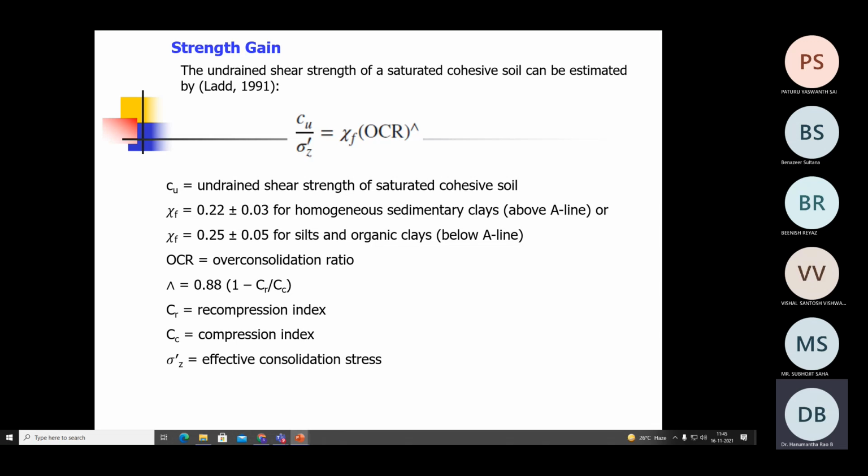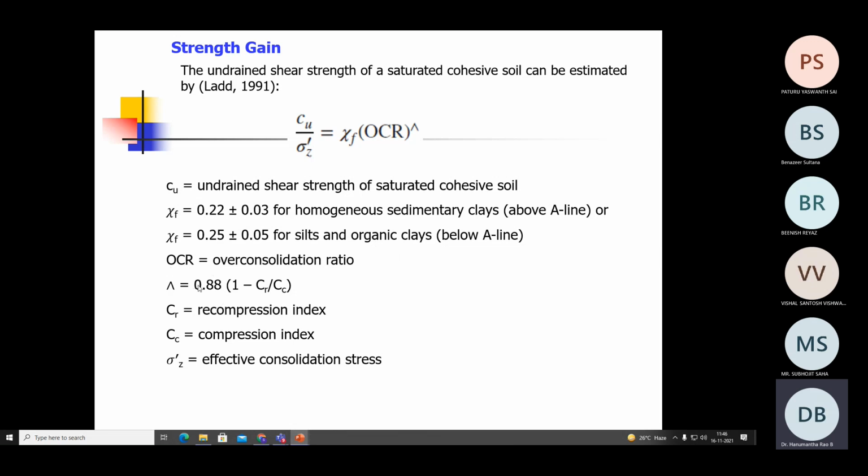Then another parameter that decides the soil type is chi f. Cu is the undrained shear strength, and chi f is 0.22 plus or minus 0.03 for homogeneous sedimentary clays, which are designated as the soils lying above the A-line classification, while chi f is 0.25 plus or minus 0.05 for silts and organic soils, those lying below the A-line. And OCR is the over consolidation ratio.